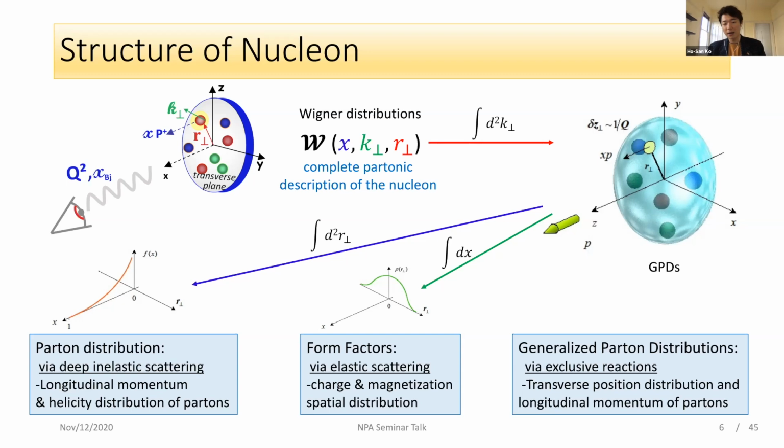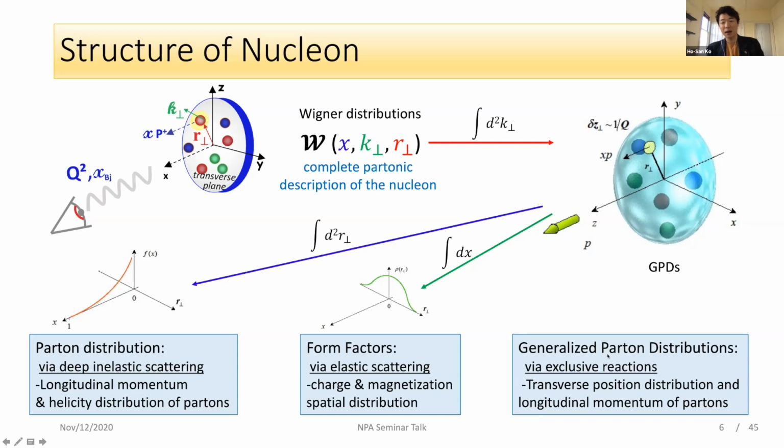And on the right, this relatively new object called Generalized Parton Distributions, GPD, correlate this transverse spatial and longitudinal momentum information of the partons in them. So we can have more richer information of the partons.